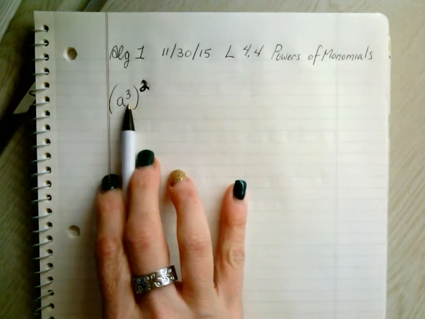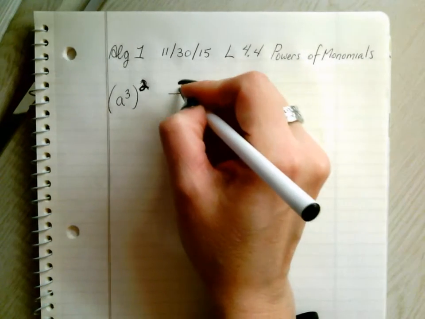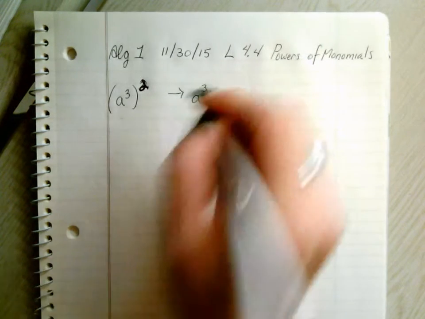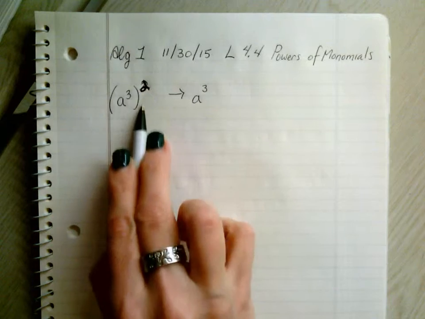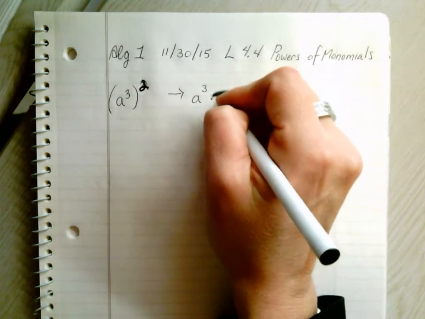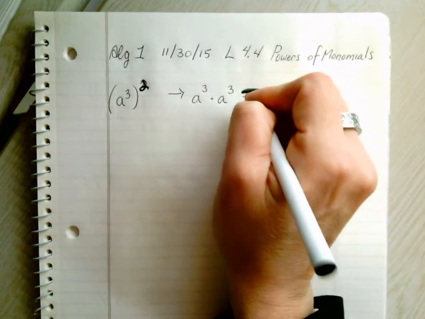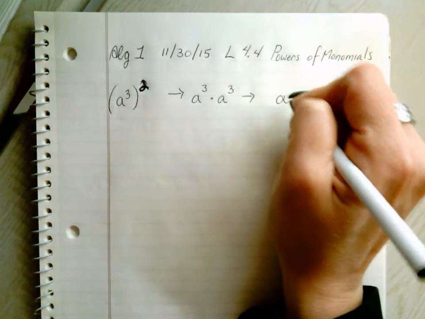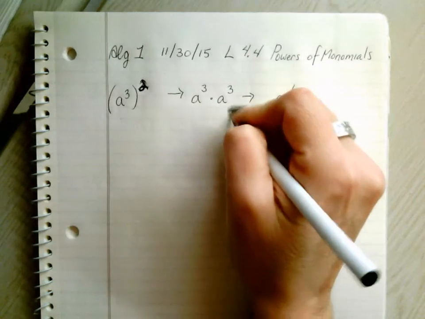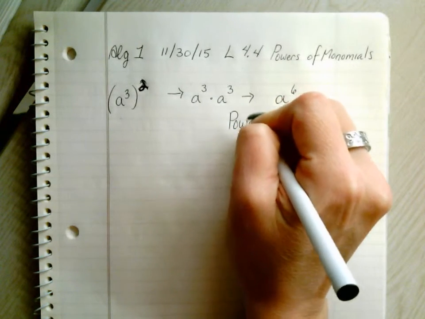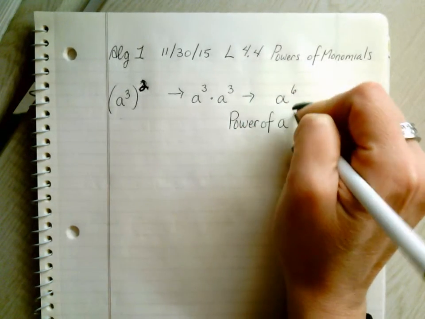When you have something like this, it literally means take the item in parentheses, which is a to the third, and multiply it by itself this many times. So a times a times a times a times a times a, otherwise known as a to the sixth in this case. Exactly right. This is, by definition, power of a power.